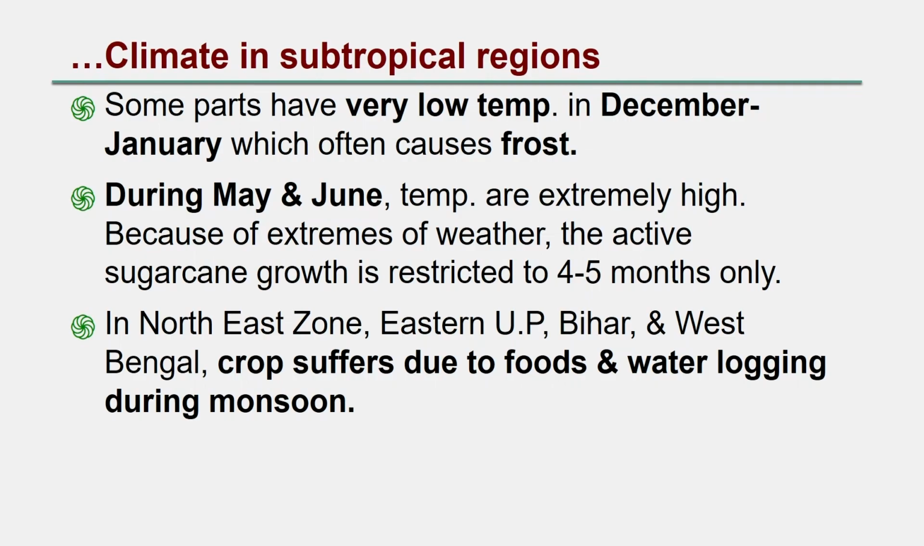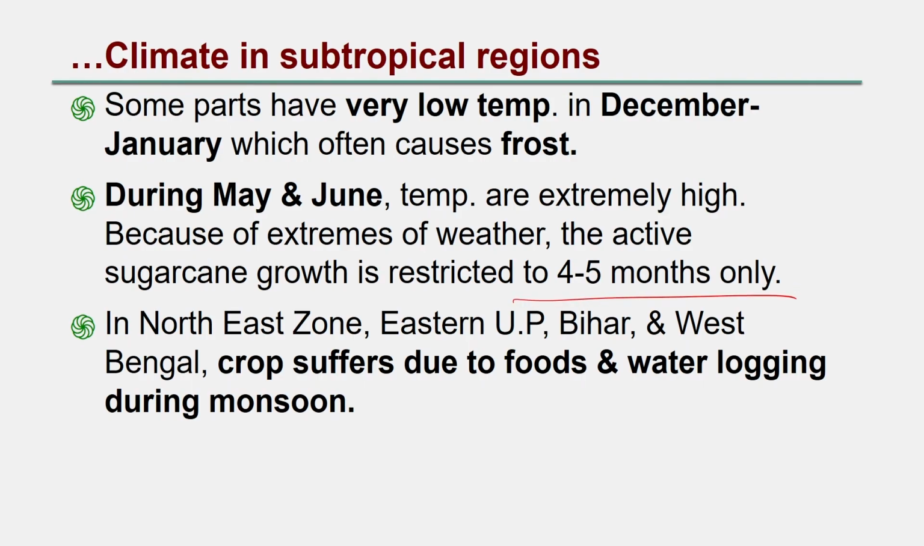Some parts have very low temperature in December, January, which often causes frost. So sometimes frost damage can be there on the sugarcane crop in subtropical areas. During May and June, temperatures are extremely high. Because of extremes of weather, the active sugarcane growth is restricted to 4 to 5 months only.